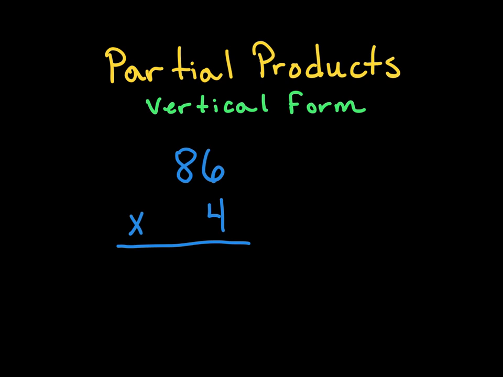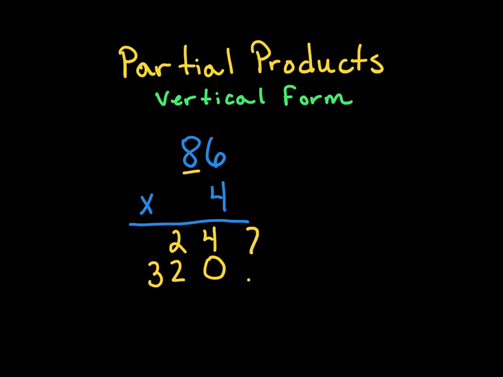Next one, we have 86 times 4. So we do 6 times 4. That is 24. So that means we have 24 ones. Now we're going into the tens. That's not an 8. Because it's in the tens, we have 8 tens times 4 ones. So it's 80 times 4. So 8 times 4 is 32. And because it's in the tens, we have to add that 0. So it's 32 tens, meaning 320.